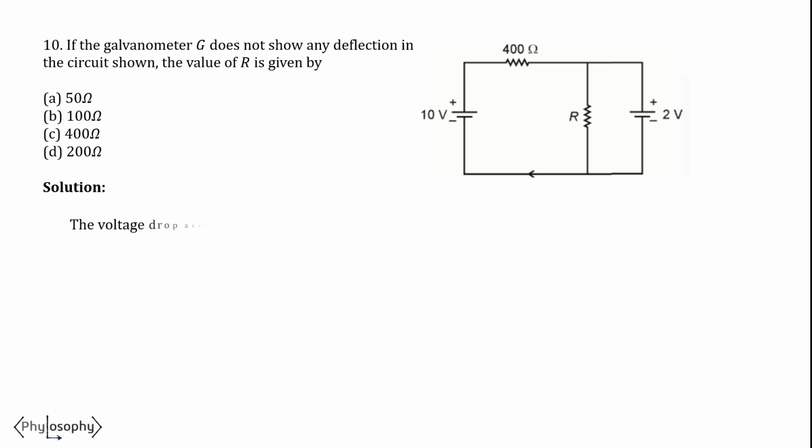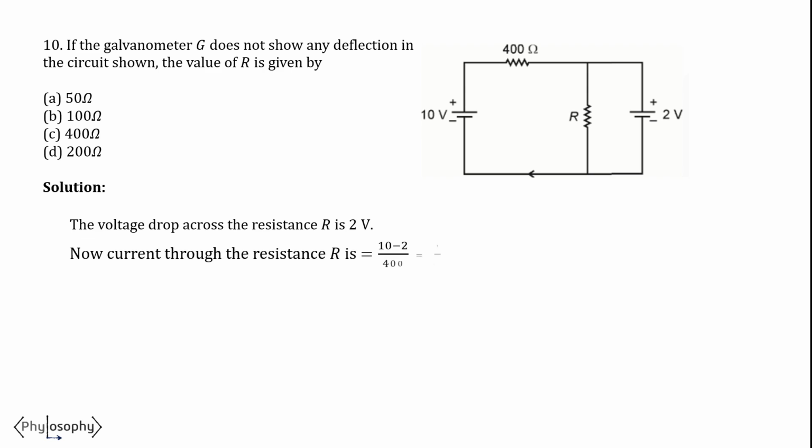So we can say that the voltage drop across the resistance R is 2 volt. Now the current through the resistance R is 10 minus 2 over 400, which is equal to 1 over 50 ampere, and this is also equal to the current through the circuit. Therefore, the value of resistance R is 100 ohm. So, option B is the correct answer.